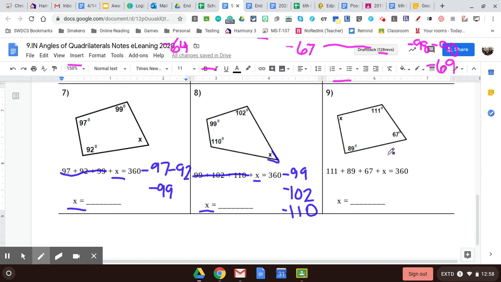Great job. Last one here. I have my 4 angles listed out and they add up to 360. So I need to do the opposite of addition to get x by itself. So I have 360 minus 111 minus 89 minus 67. That means that these get canceled out and I'm left over with x. So what is x for number 9?